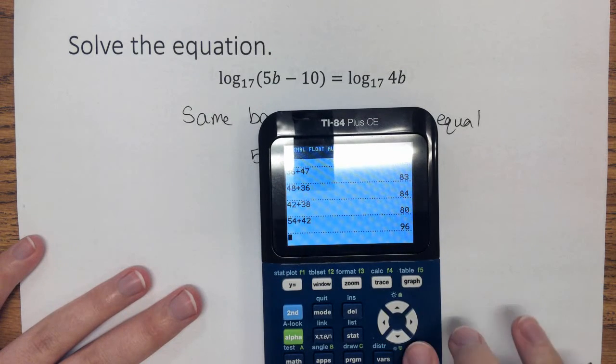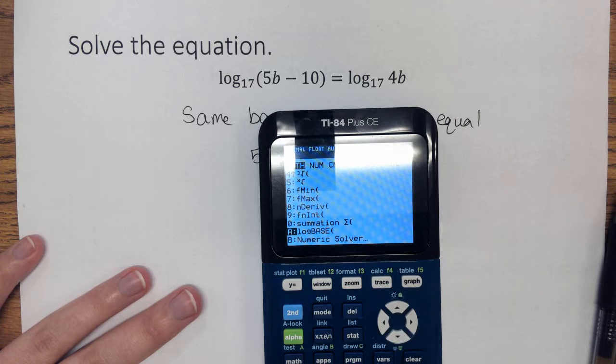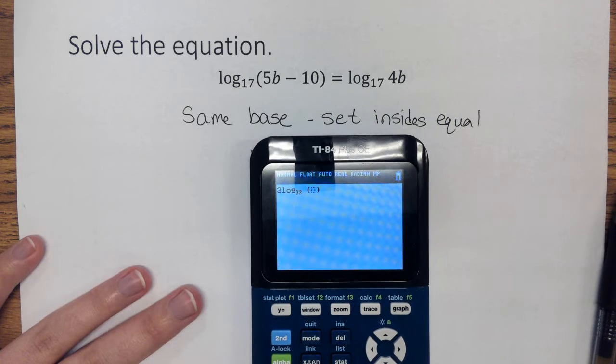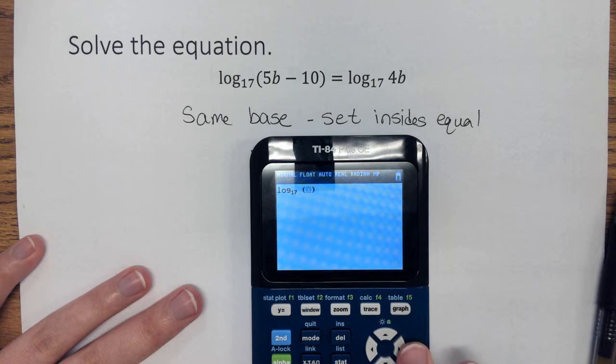We'll try to get that glare off there. We'll go to Math, down to your log base symbol. I'm going to type in log base 17. Well, I didn't intend to do that. Let's try that again. Log base 17 of 5 times 10, we're substituting our answer, minus 10.